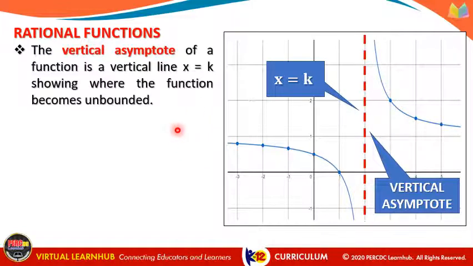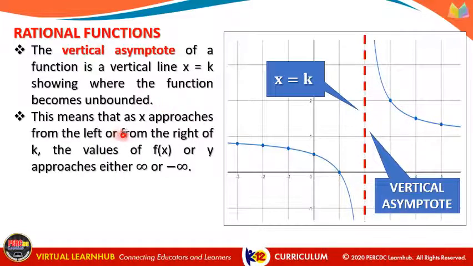Take note, the vertical asymptote of a function is a vertical line x equals k, showing where the function becomes unbounded. What does unbounded mean again? Unbounded means eventually it will approach positive infinity or negative infinity.